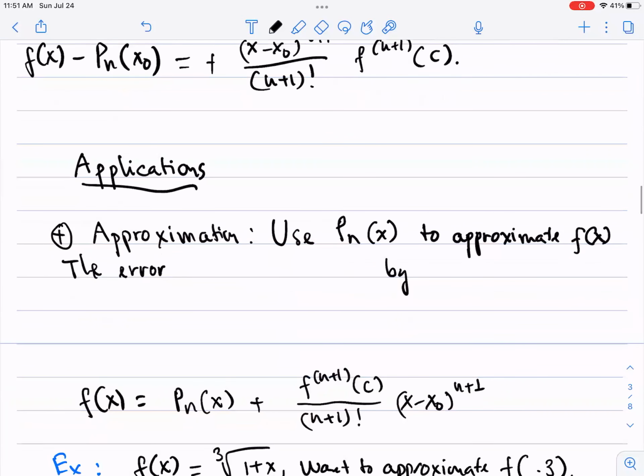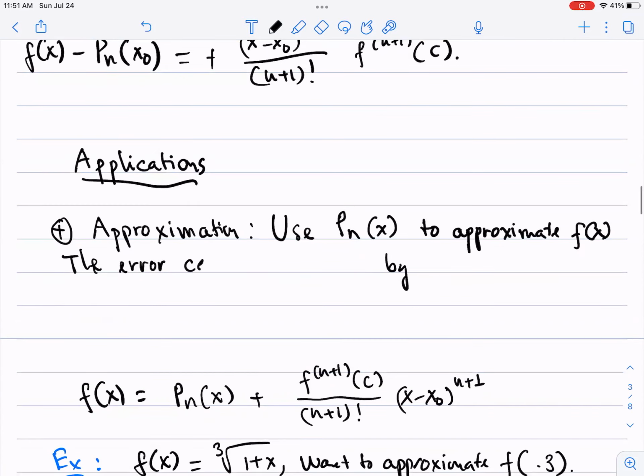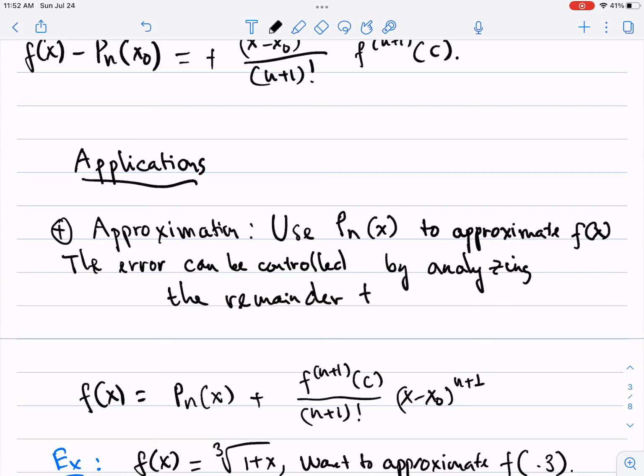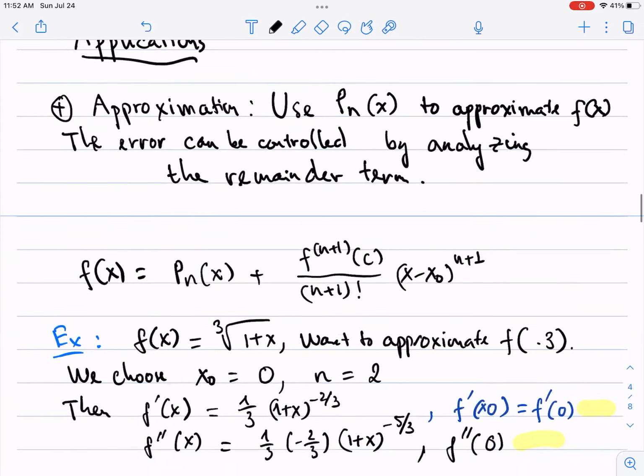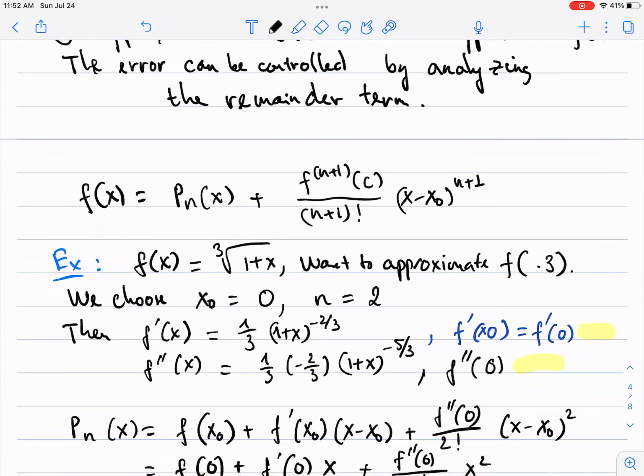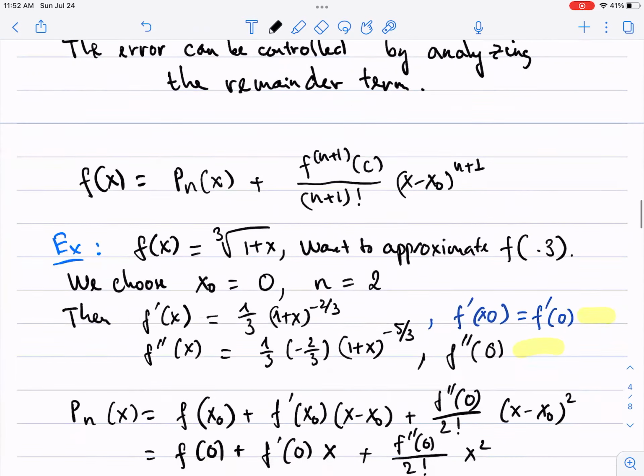Furthermore, the error can be controlled by analyzing the remainder term. So recall the Taylor theorem is basically about this equation: f of x equals the Taylor polynomial plus this remainder term, which involves the n plus 1 derivative of the function.